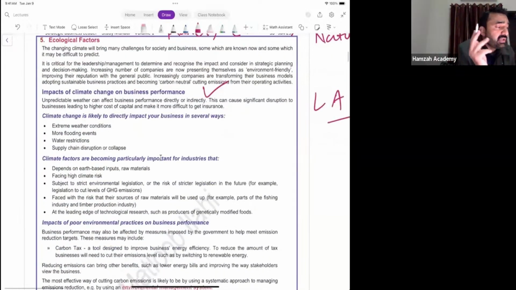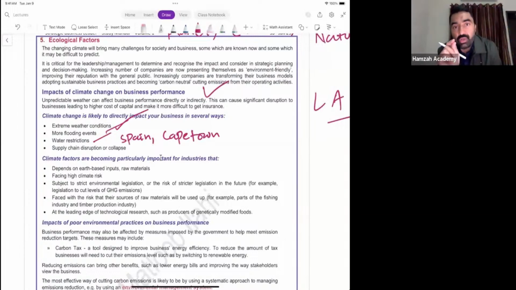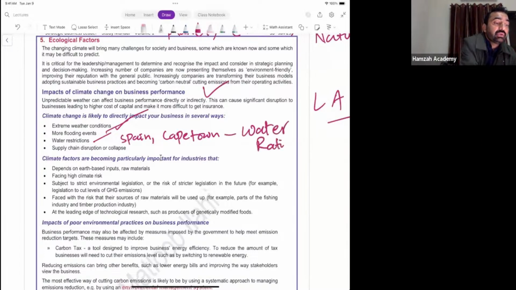When climatic conditions are changing, there will be extreme weather conditions. This has an effect on businesses, whether these are rains or floods. When there are droughts, there could be water restrictions. We have seen this in Spain. We have seen in Cape Town that when there was drought, there was water rationing. Have you heard of this term, water rationing? You have a limited quota for water. You cannot use more than that.